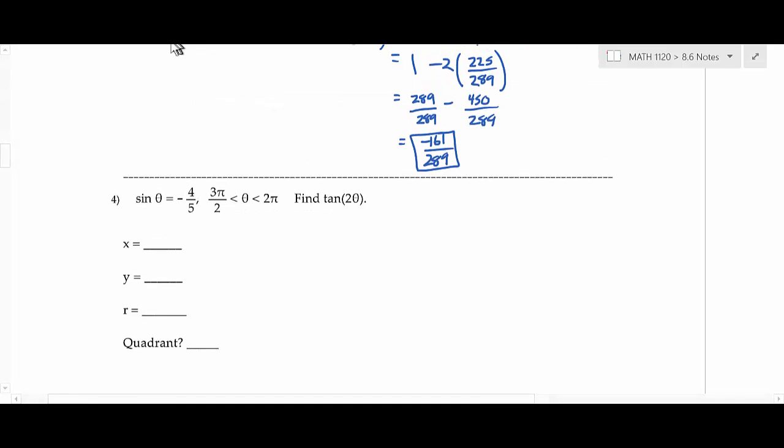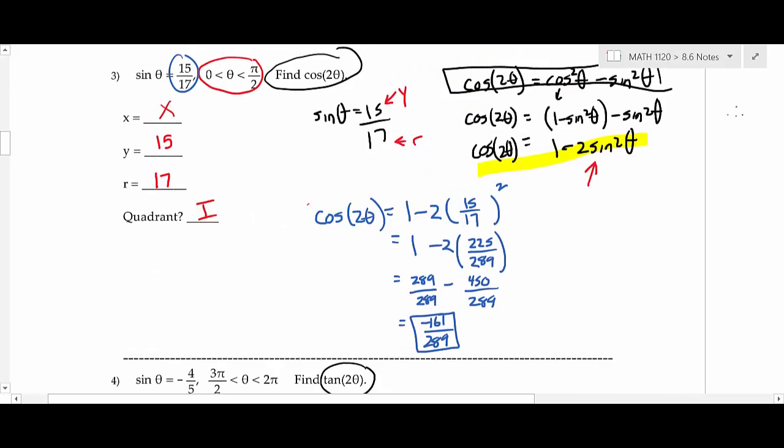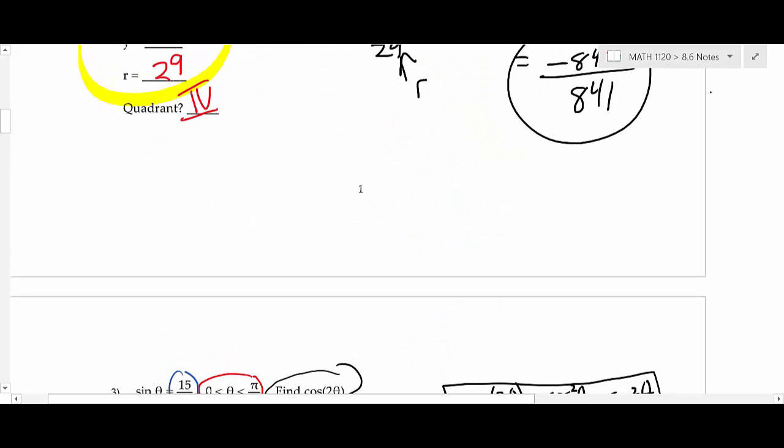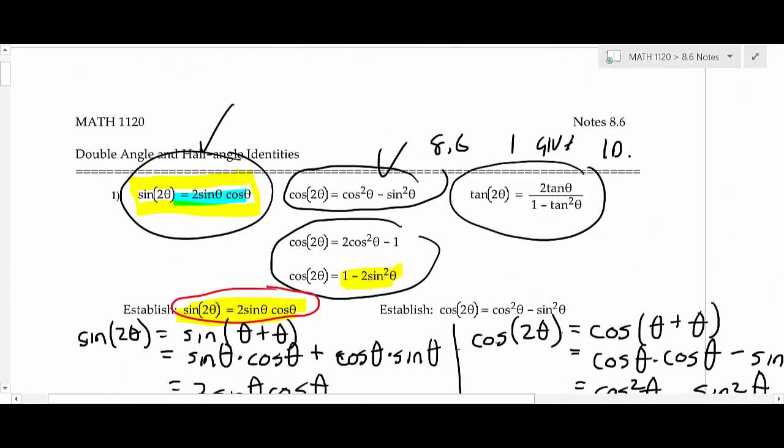So again, when I look at this, if I want to find the tangent of 2 theta, I'm going to go directly to that identity. I'll back up a couple of pages. This one is, I think, 2 tangent theta over 1 minus tangent squared. So we're going to use this identity right here. That's going to tell us how to do the problem.